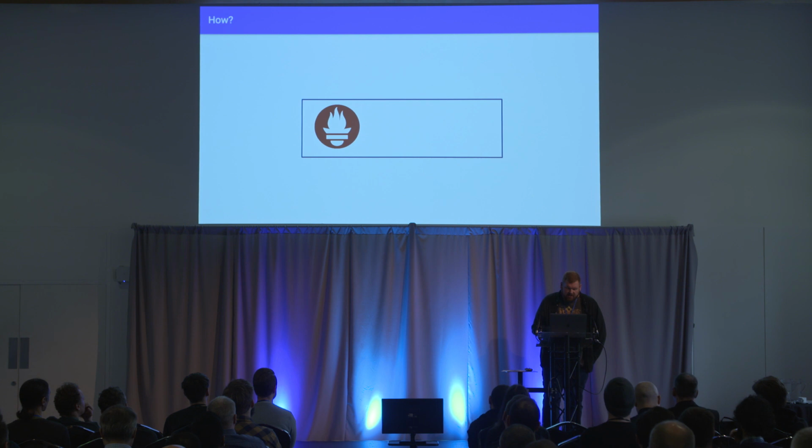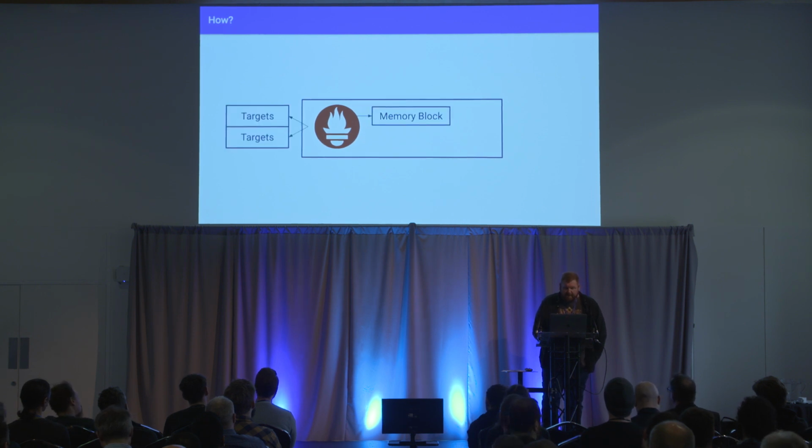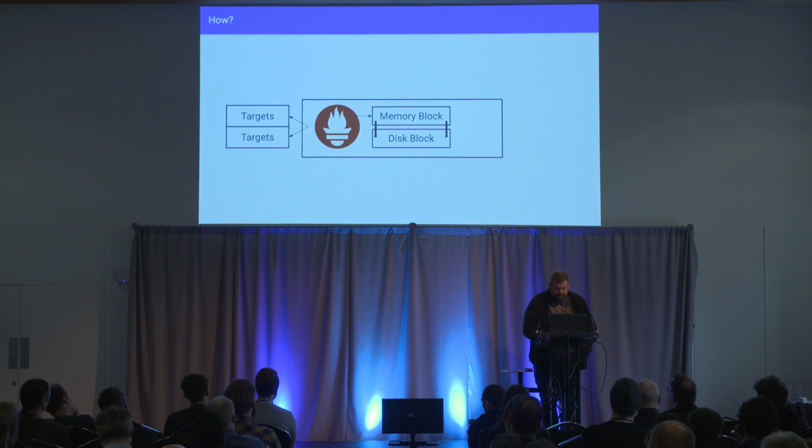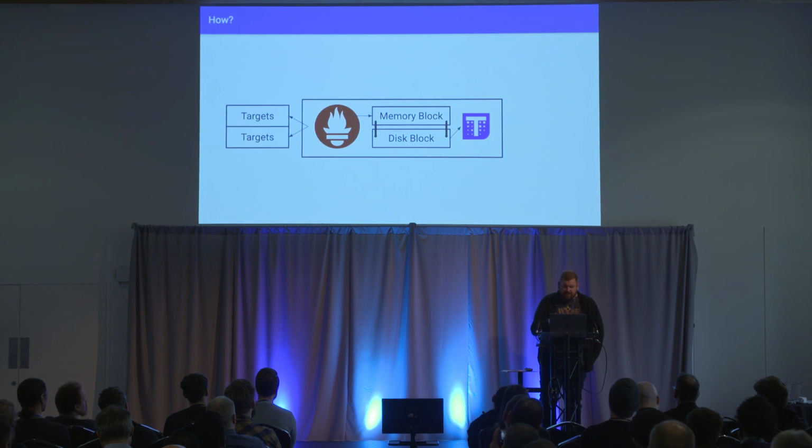So Prometheus is running inside a pod. We configure it to start scraping our targets. It stores metrics inside a block in memory, and then every 2 hours it starts pushing those metrics out to disk. Because Thanos is running inside the same pod as Prometheus, it has the same file system, so it can see those metrics sitting on the file system.